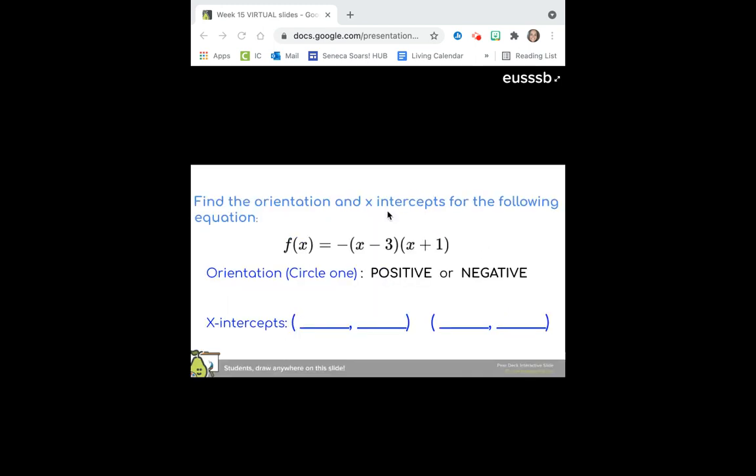All right, let's go ahead and try this one then. So using that equation, f of x, tell me what the orientation is and where the x-intercepts are.